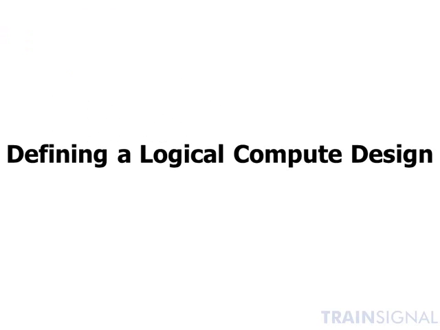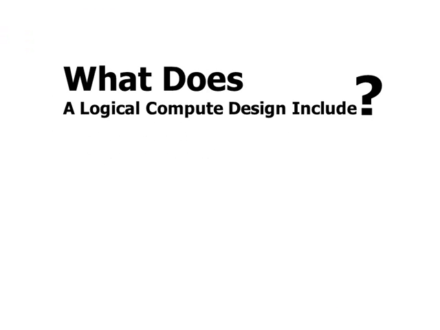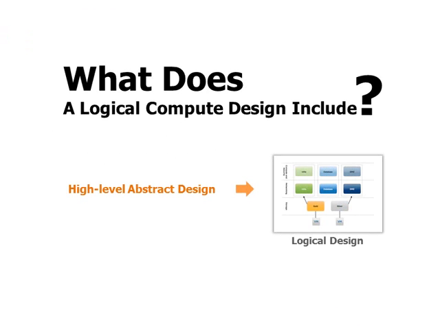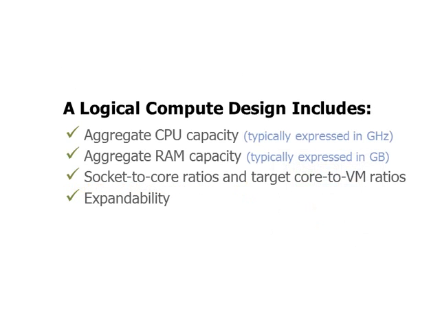Let's start out with a discussion of what it means to define a logical compute design. What does a logical compute design mean? What does it include? Recall from other lessons in this course that a logical design is a high-level abstract design that does not specify particular products or solutions. And therefore, in the logical compute design, you're simply going to be specifying things like aggregate CPU capacity, which you would typically express in gigahertz, aggregate RAM capacity, like you would specify typically in gigabytes or perhaps even terabytes, your socket to core ratios and target core to VM ratios, and some description of the expandability of the logical compute design.